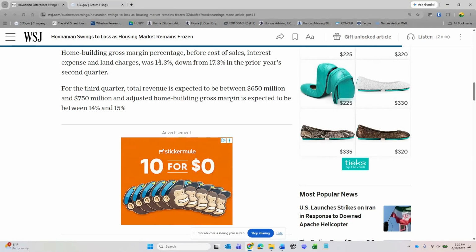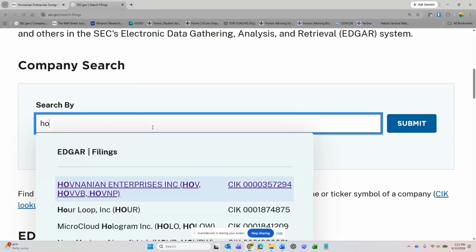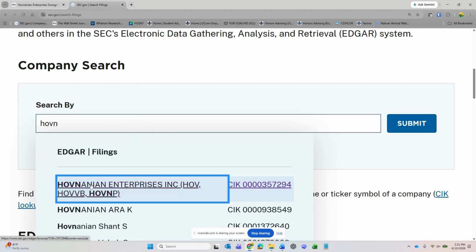So I don't really understand, if you're saying gross margin before cost of sales, what did you actually subtract from the sales in order to calculate this? I decided to go to the source. I'm going to look at the filing. So I am going to look up this company, Hovnanian Enterprises.